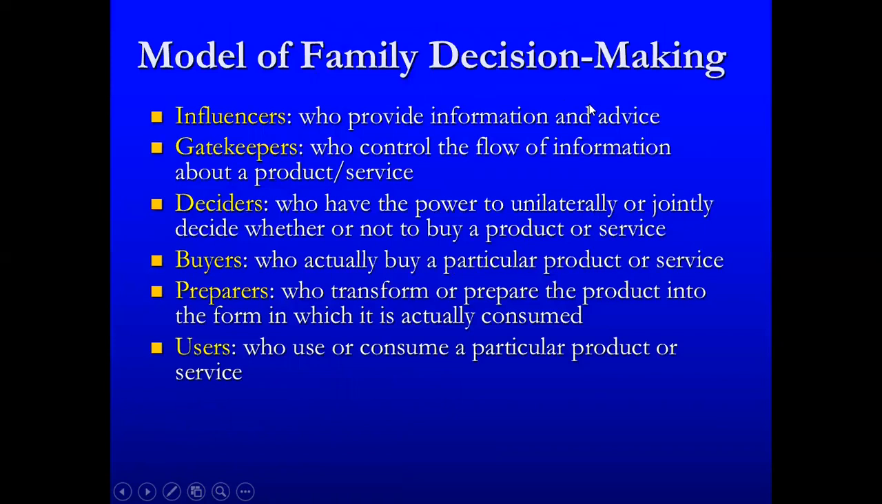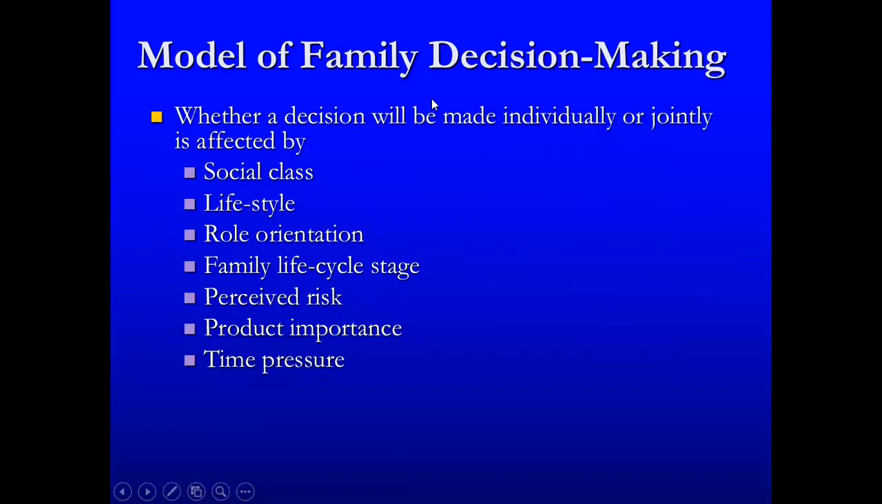Then model of family decision making. Some of the important terms include influencer, who provide information and advice in a family; gatekeeper, who control the flow of information about a product or service in a family; decider, who have the power to unilaterally or jointly decide whether or not to buy a product or service; buyer in a family, who actually buy a particular product or service; preparer, who transfer or prepare the product into the form in which it is actually consumed; user, who use or consume a particular product or service. So these terms are very useful as far as family decision making is concerned.